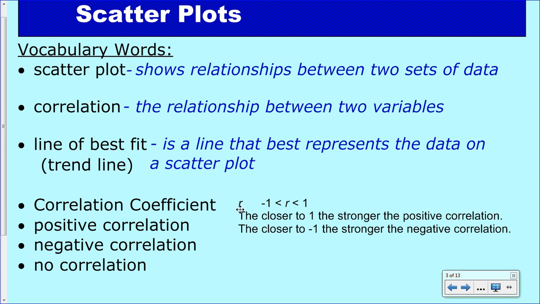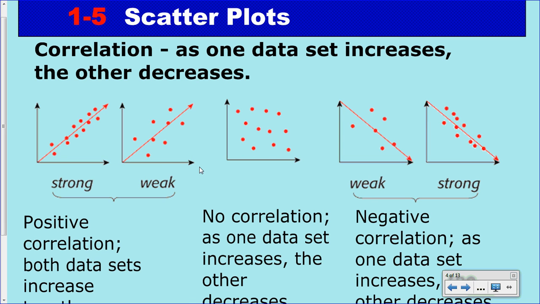The correlation coefficient is between -1 and 1, so you won't ever have anything bigger than that. The closer to 1, the stronger it is positive, and the closer to -1, the stronger it is negative. Here are some examples of what that might look like. You can see that our data points are really close together here. It has the same line, but this is a stronger correlation than this one because the data is much tighter around the line. This one has no correlation, and both of these are negative correlations. This one is weak and this one is strong, again because the data points are tight around the line.